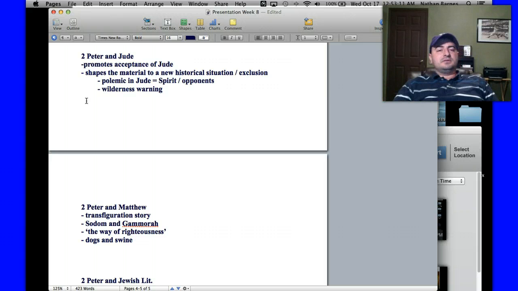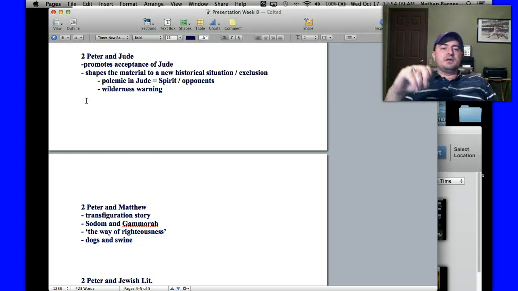And the writer shapes, I'm so sorry I keep saying he, it could have been written by a woman. The writer shapes the material for a new historical situation. And it's what the writer of 2 Peter excludes from Jude that tells us more about the historical situation. The first thing that the writer excludes is the polemic in Jude. And the reason why is because the opponents that Jude faces are not the same opponents that Second Peter faces. And I'm not sure that Second Peter even addresses opponents.